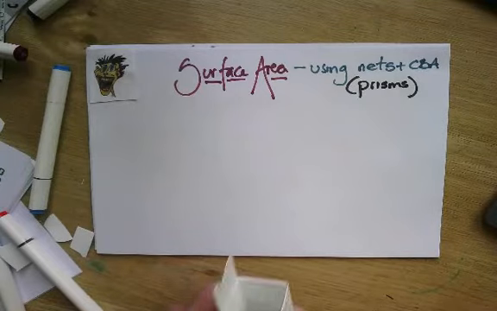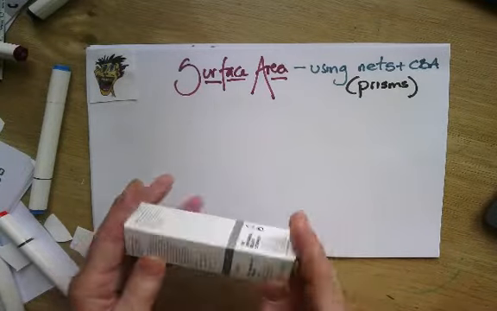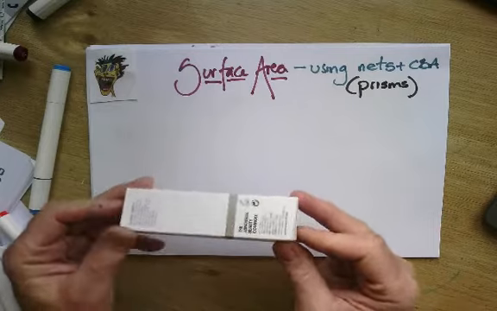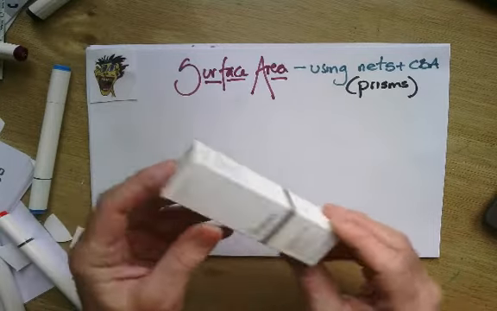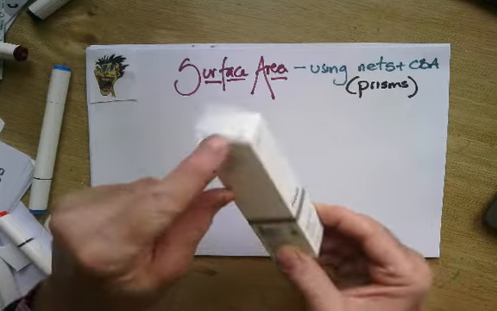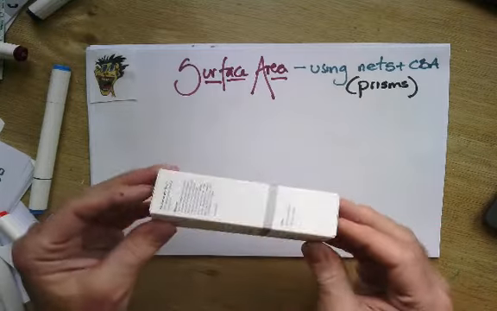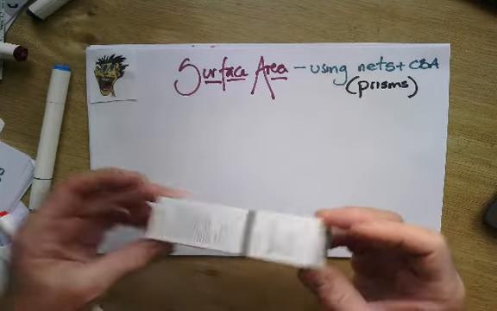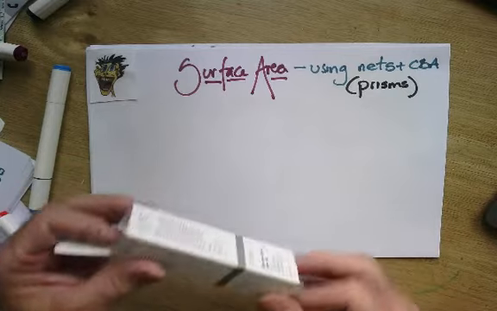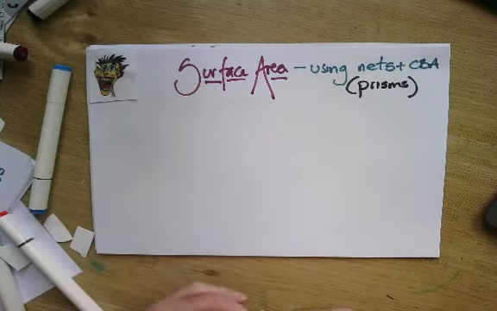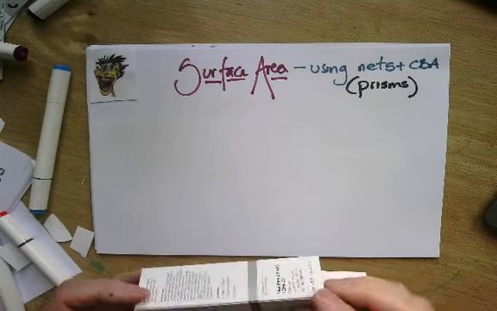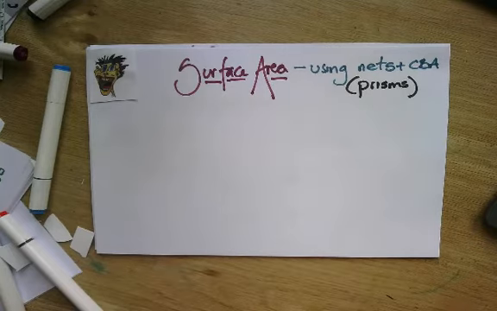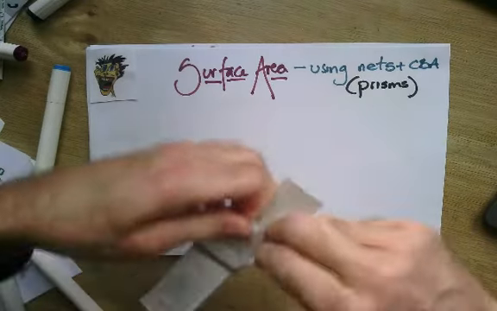Now in this video we're going to look at the surface area using the concept of nets, and it works for prisms. Now remember, a prism is a shape that has the same cross-sectional area running all the way through it. And for this example I'm using a cuboid. Okay, but of course it can be used for any prism you like, even a cylinder and stuff like that.